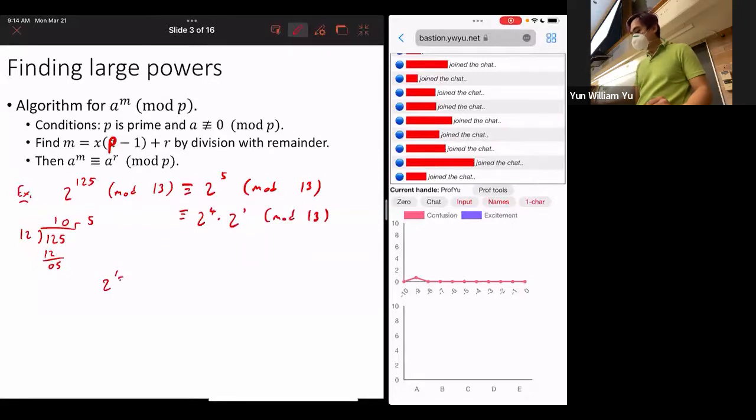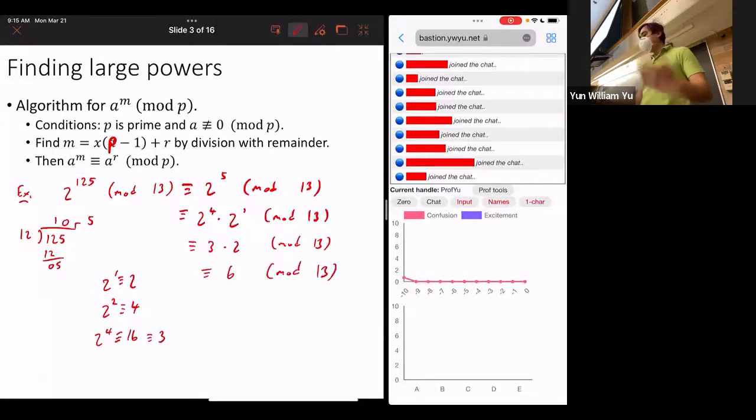And of course, 2 to the 1 is congruent to 2, 2 squared is congruent to 4, and 2 to the 4th is congruent to 16, which is congruent to 3 mod 13. And so overall, this is congruent to 3 times 2 mod 13, which is just 6 mod 13, right? And of course, if you had done it the other way, we would have found it as well. So that's also congruent to 32 mod 13, which if you subtract 26, if you divide by 13, the remainder is going to be 6. And so you get the same thing either way.